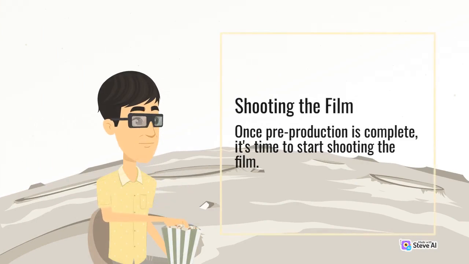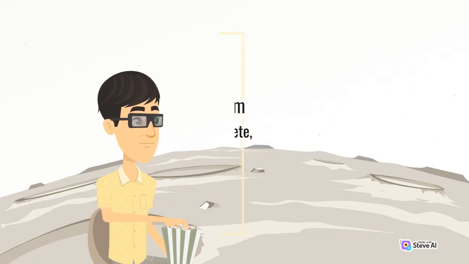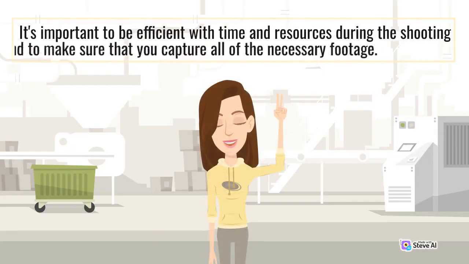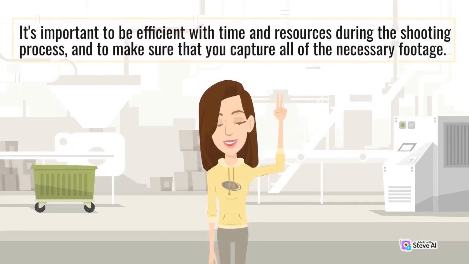Shooting the film. Once pre-production is complete, it's time to start shooting the film. This involves setting up equipment, blocking actors, and shooting scenes according to the script. It's important to be efficient with time and resources during the shooting process, and to make sure that you capture all of the necessary footage.